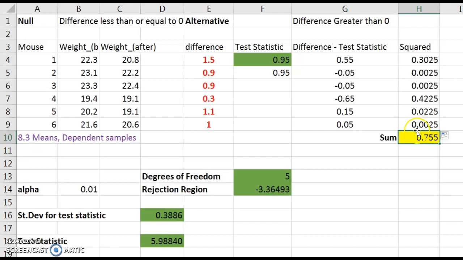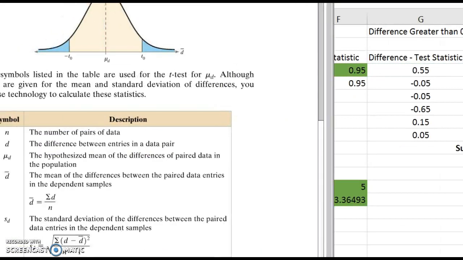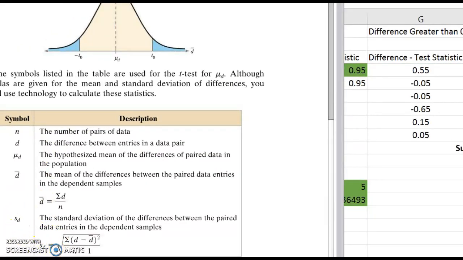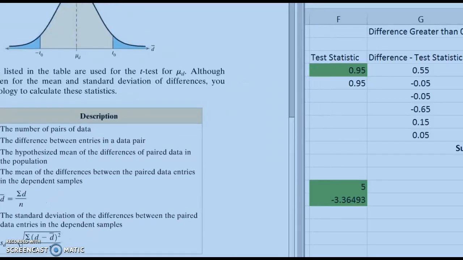And after we've summed all the squares up, we can come down here. I want to take that sum and divide by my degrees of freedom, which I haven't mentioned yet, but degrees of freedom is just one less than our sample size. So in this case, it's going to be 5 because there were 6 mice in our sample. So what have I done? We've done this formula here for that standard deviation.